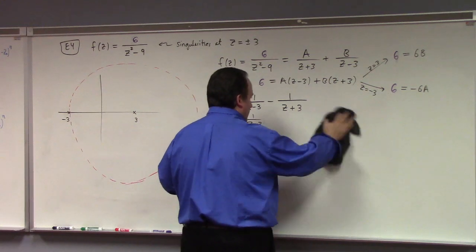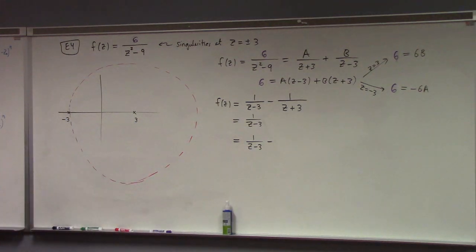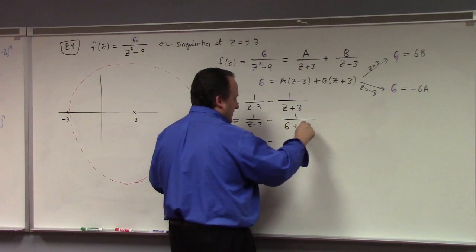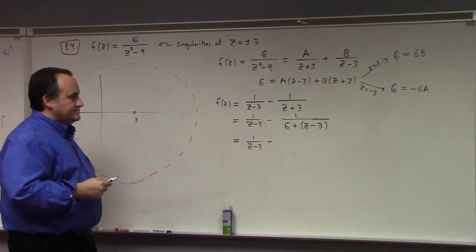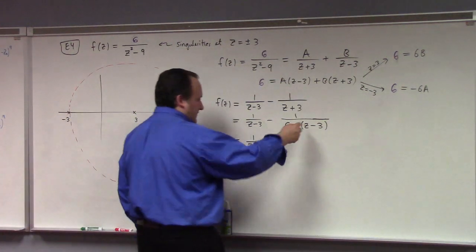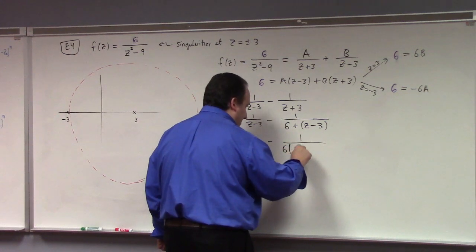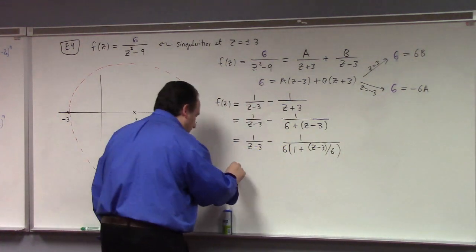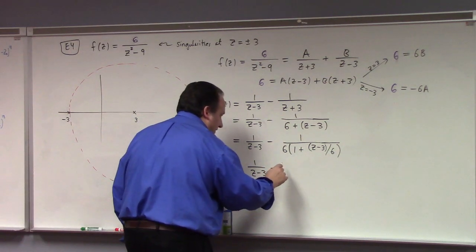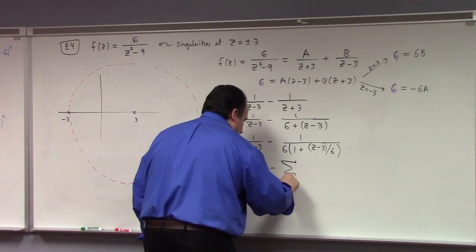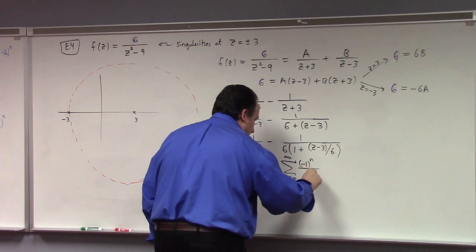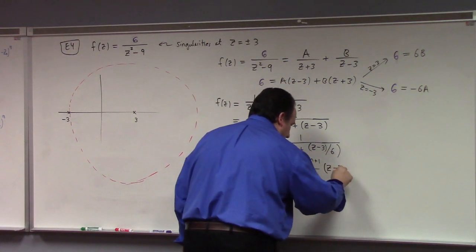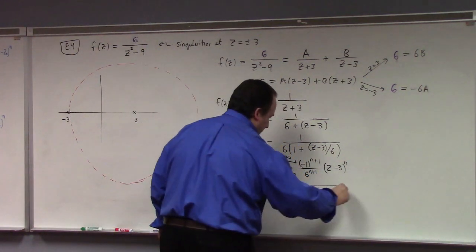Because I'm trying to expand where? At 3, right? So I need to create z minus 3s. How do I get a z minus 3 from this? I do 6 plus z minus 3, right? Now I have got to factor out a 6. All right. And now I can do geometric series. It's always geometric series. So minus the sum n equals 0 to infinity of minus 1 to the n divided by 6 to the n plus 1. I'm going to throw a plus 1 in here and change that minus to a plus for good measure. Z minus 3 to the n. There you go. Voila. Laurent expansion.